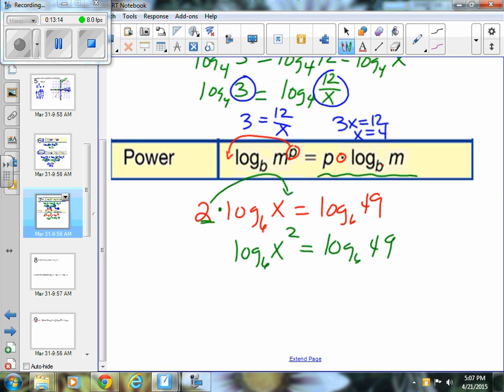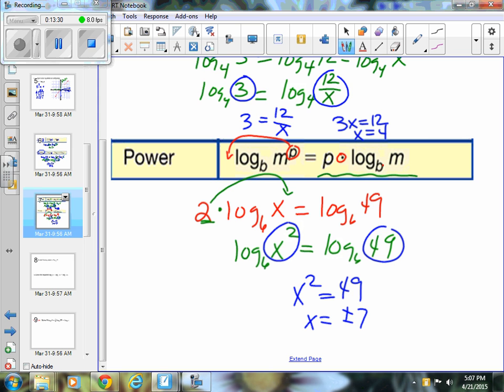Well, now we have equality. If there's a number out front, we don't, but now we do. We have 2 logs that are equal with the same base, so the expressions on the inside must be equal. So that means x squared equals 49, or x equals, now when you square root, technically plus or minus 7, right?